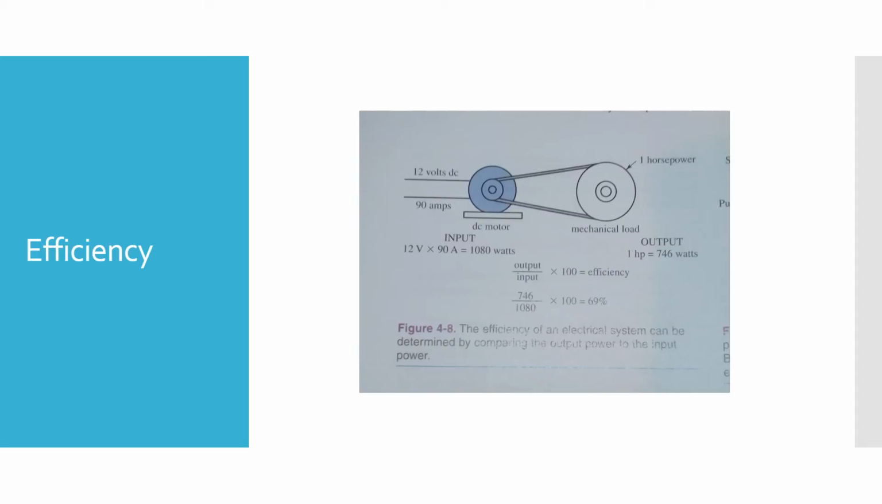The output power of the motor under a mechanical load equal to 1 horsepower is 746 watts. Dividing the output power, 746 watts, by the input power, 1080 watts, gives 0.69. Multiplied by 100, the efficiency is 69%.